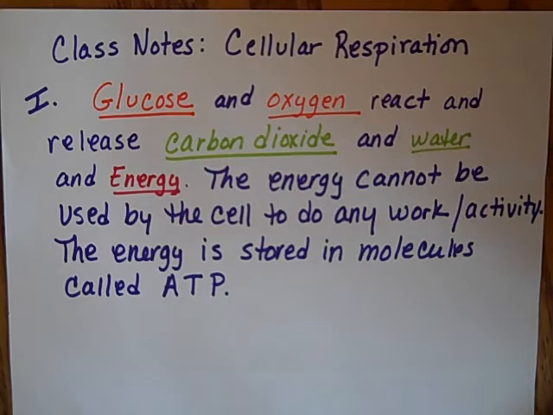So that's kind of what the cell has to do. It has to take the potential energy in glucose and change it into a different form of potential energy in a molecule called ATP, which is what the cell can then spend to do activities. Okay, and we'll be talking a lot more about ATP. Right now, let's just focus on the equation.